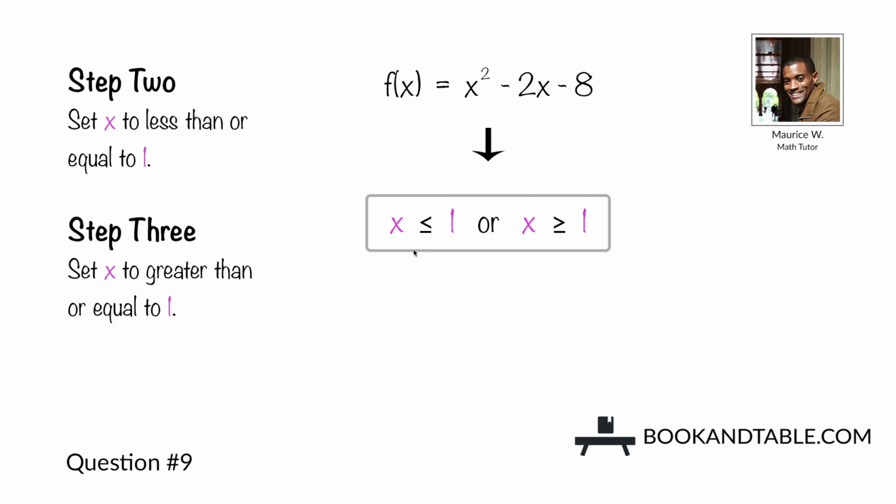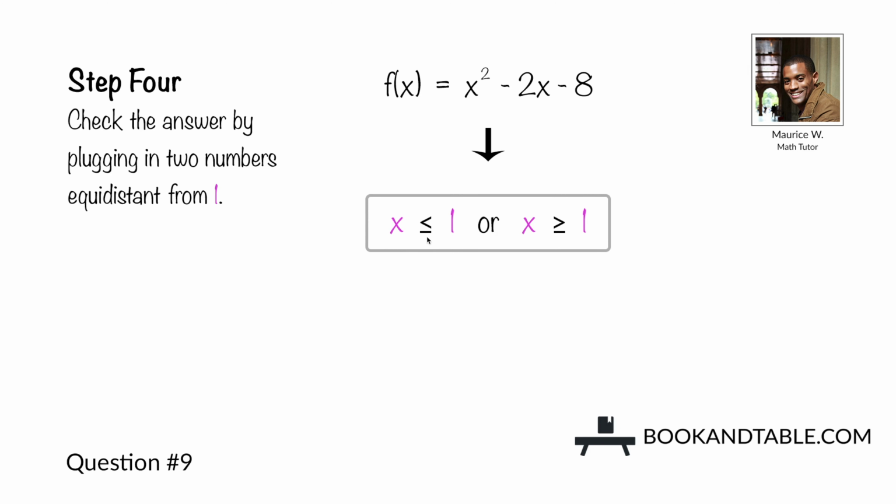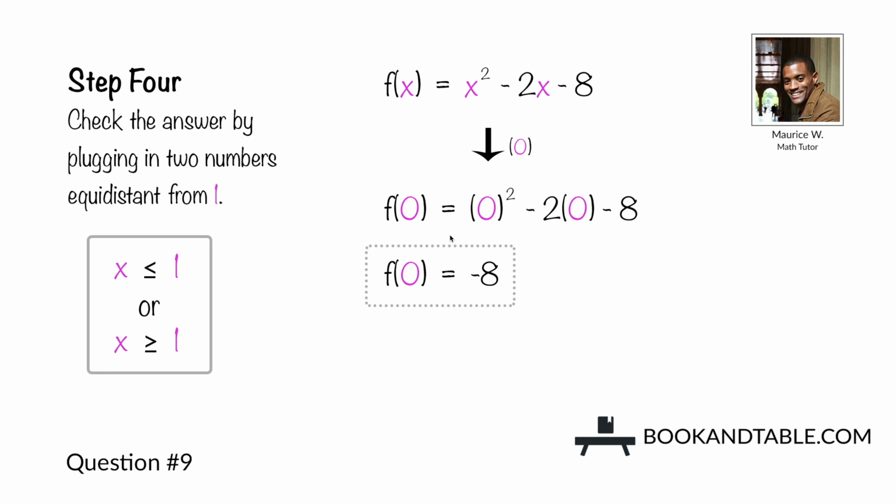And we can check the answer by plugging in two numbers that are equidistant from 1. So we can go down to 0, and then we can go up to 2. So f of 0 is equal to 0 squared, which is 0, minus 2 times 0, which is 0, minus 8. So we find that f of 0 is equal to negative 8.